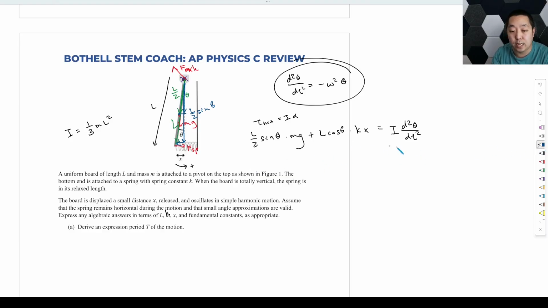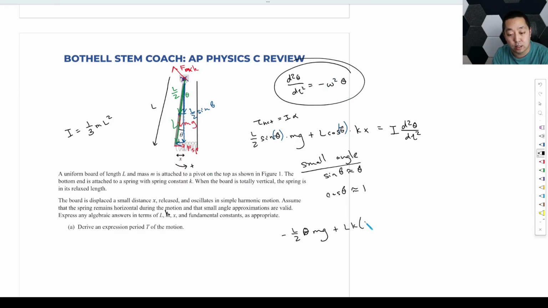These are supposed to be negative thetas, by the way, so negative theta and negative cosine theta. First off, the small angle approximation is sine theta is about equal to theta, and cosine theta is about equal to 1. That's why we displace it a small angle. So this is going to be negative L over 2 theta times mg, and this is going to be about 1, so it's going to be plus L k x. Now, the x we have to put in terms of theta. We know x is L sine theta, so this is L sine theta, but it's negative.